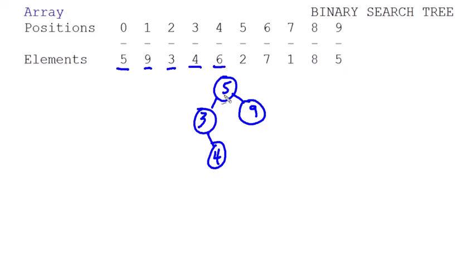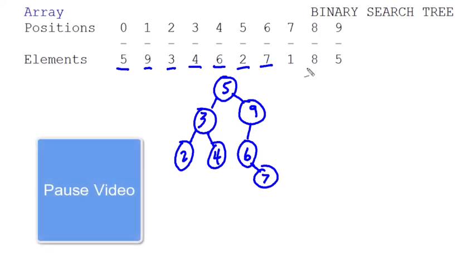The 6 is greater than the 5, slides to the 9, less than the 9, so it slides to the left of the 9. The 2 is going to slide left again, and settle right there. The 7 is going to be 5, go to the right, 9, go to the left, 6, go to the right. Now, do the next 3 and see if you can figure out where they go.